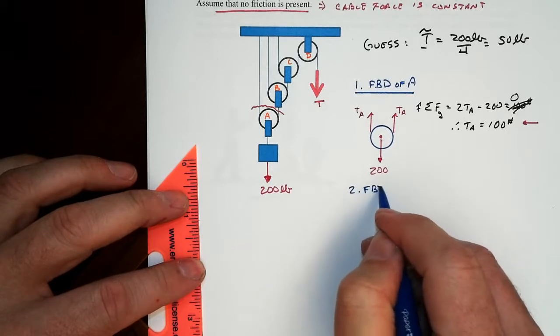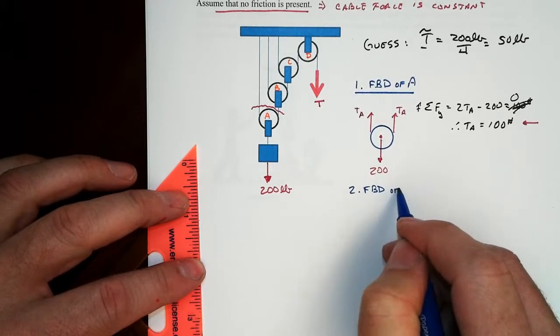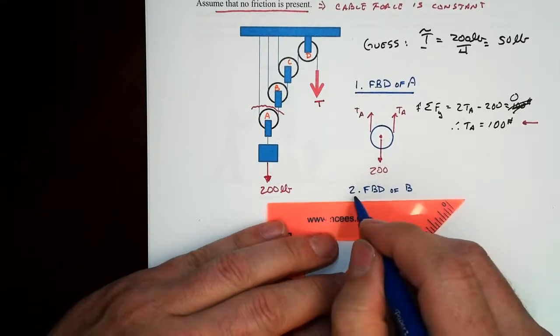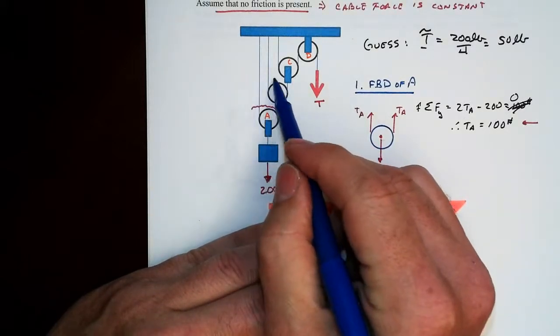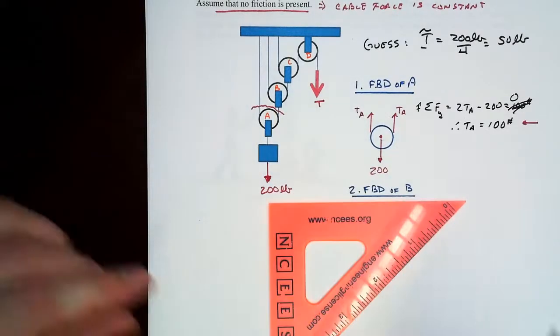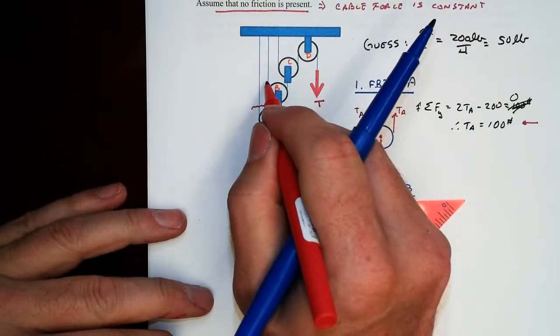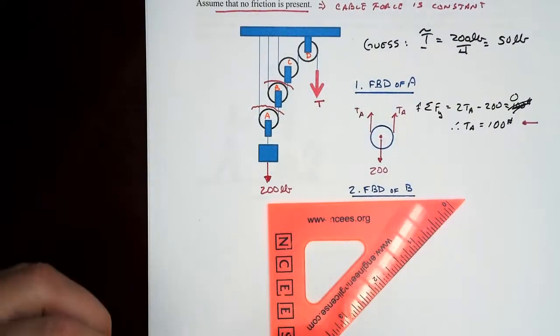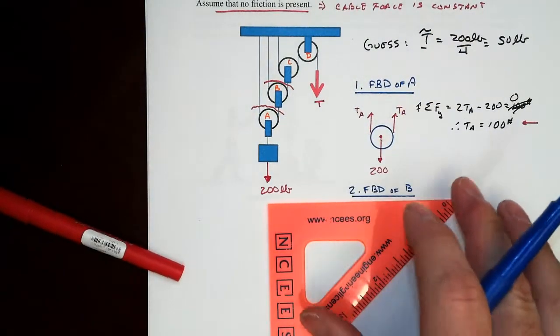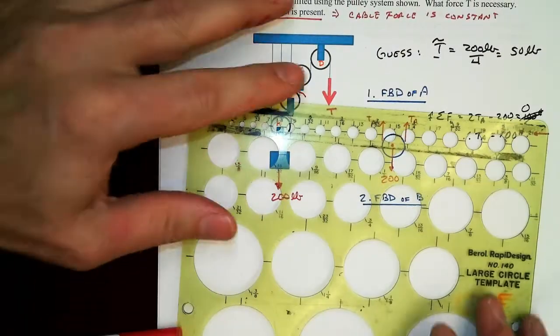Alright, we'll go to the next free body diagram. Now, we could be clever, I suppose, and cut all the way through here, but why not instead just isolate pulley B and go through there. When we do that, let's see, what circle did we use?